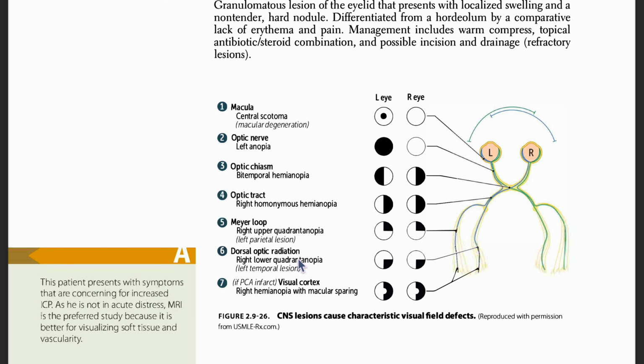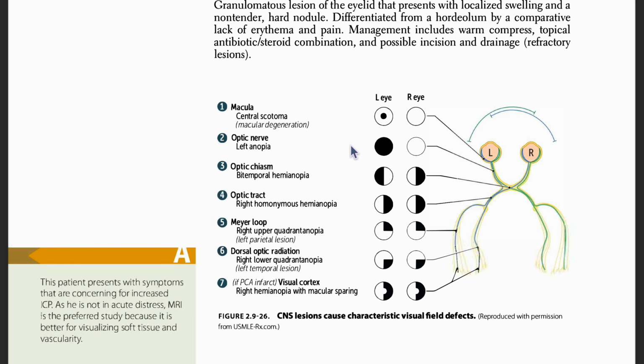And then we have dorsal optic radiation, right lower quadrantanopia. This is a left temporal lesion. Then posterior cerebral artery infarct, visual cortex. Okay, so that's important. If you see something like this, chances are it's a PCA infarct. Right hemianopia with macular sparing. This is classic for this, right?